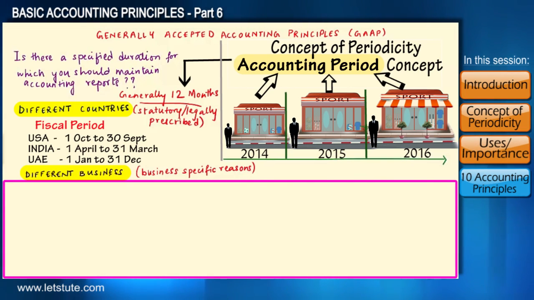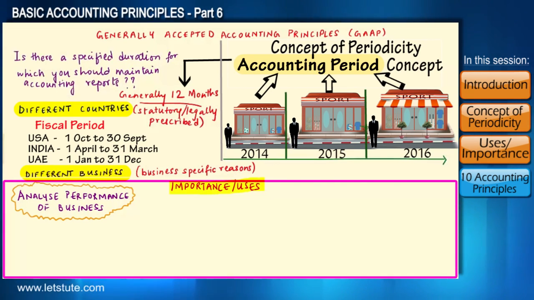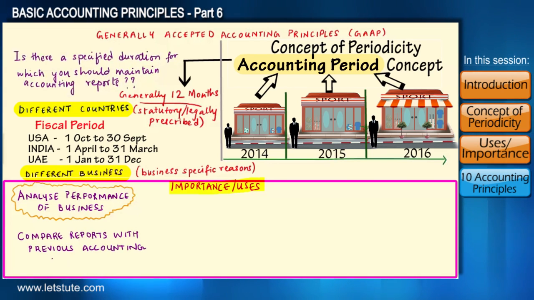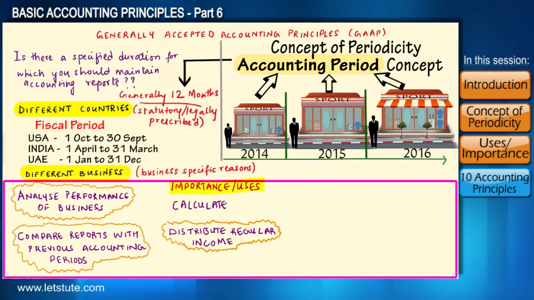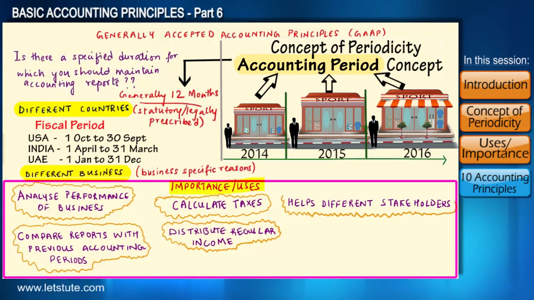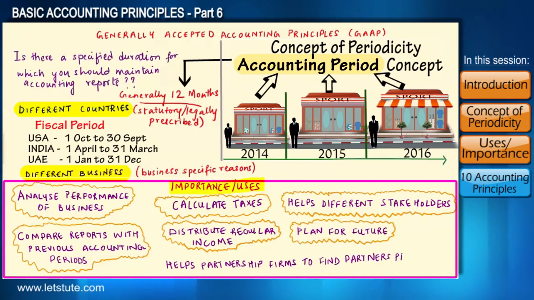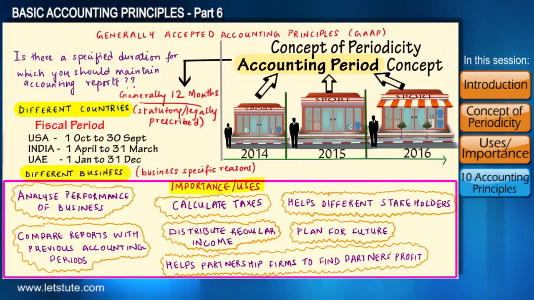The principle of accounting period helps a business in so many different ways, that is, to analyze the performance of the business, to compare their reports with any of their previous accounting periods. It helps a business to distribute their income at regular intervals, to calculate tax. It also helps banks and other financial institutions and creditors to know the position of the business and so on. So this was the accounting period concept. I hope my friend Peter has the answer to his question now.